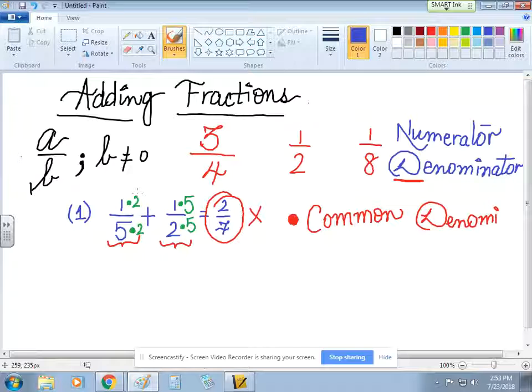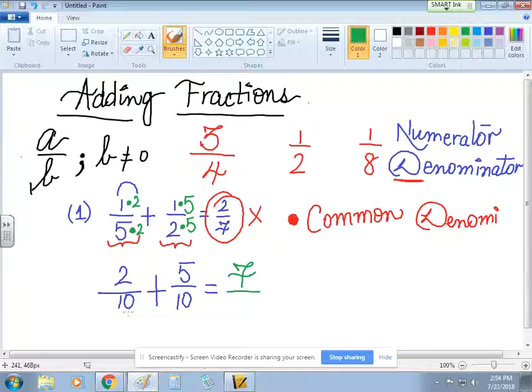What we do next is we just multiply these numbers. 1 times 2 is 2, over 5 times 2 is 10, plus 5 times 1 is 5, over 5 times 2, 10. Are the denominators the same? Yes, they are. They are equivalent fractions. I can go ahead and add them now. So 5 plus 2, I can add the top numbers, 7.